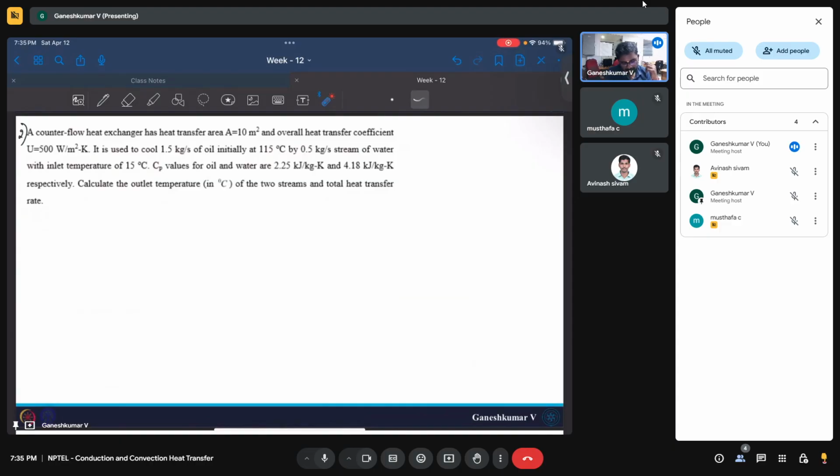Now only the temperatures at the inlet of both oil and water are given. We do not know the temperatures at the exit. From the problem statement itself you can understand we should use the epsilon NTU method.